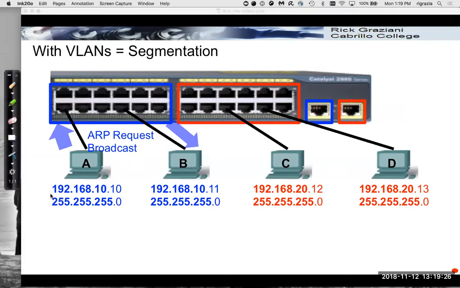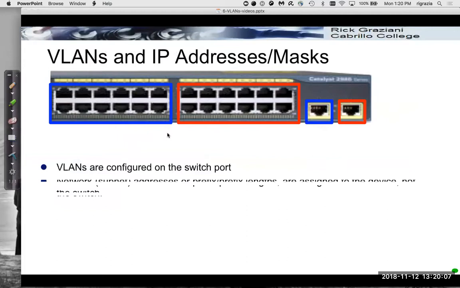So all the devices on the 192.168.10.0 network are going to belong to the same VLAN. All devices on the 192.168.20.0 network are going to belong to the same VLAN. And these ports don't have to be contiguous either. I'm showing ports over here on the blue and red VLANs that are not contiguous, and that's fine. We can have these gig ports be configured separately. We'll see the configuration in another video. It's very easy to configure: VLANs and IP addresses and subnet masks.